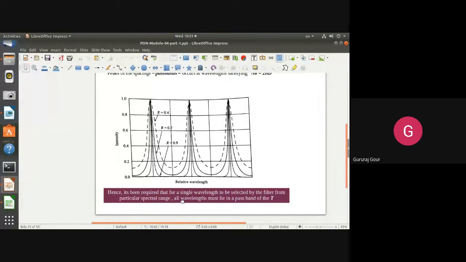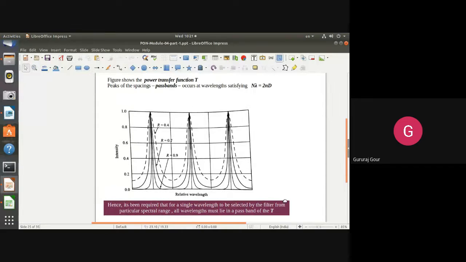Hence, for a single wavelength to be selected by this thin film filter from the particular spectral range, because we are observing a range of colors, a range of wavelengths will be formed. Since it is going to be a band pass filter, we have to select a specific band of wavelengths. All wavelengths lying in the pass band of T will be selected, and those falling outside T will be rejected according to the echelon theory.